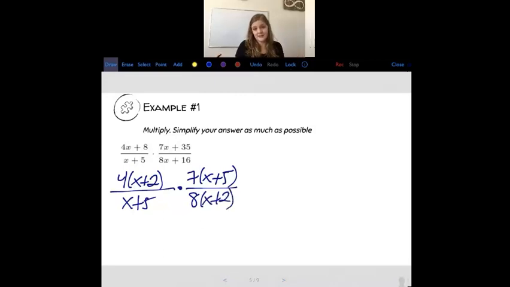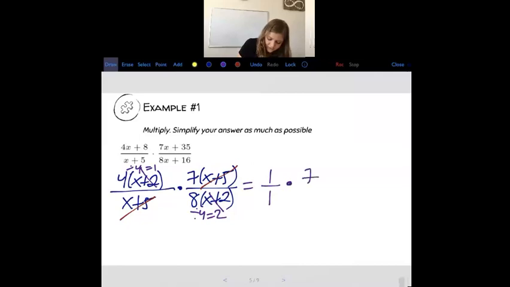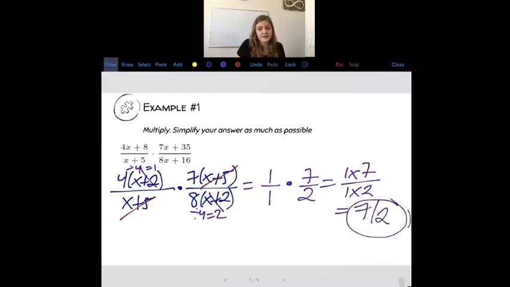Now let's see what can cancel out. We have x plus 5 and x plus 5. We have x plus 2 and x plus 2. And we also have a 4 and an 8, so we can divide each of those by 4. If we divide 4 by 4, we get 1. If we divide 8 by 4, we get 2. So now what we have left is 1/1 times 7/2, which becomes 1 times 7 over 1 times 2 to get 7/2 as our final answer.